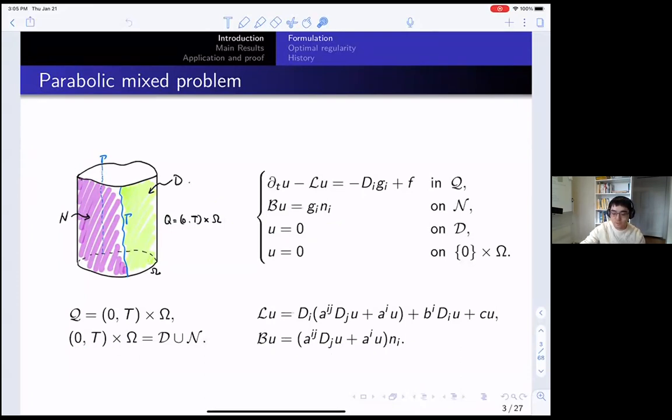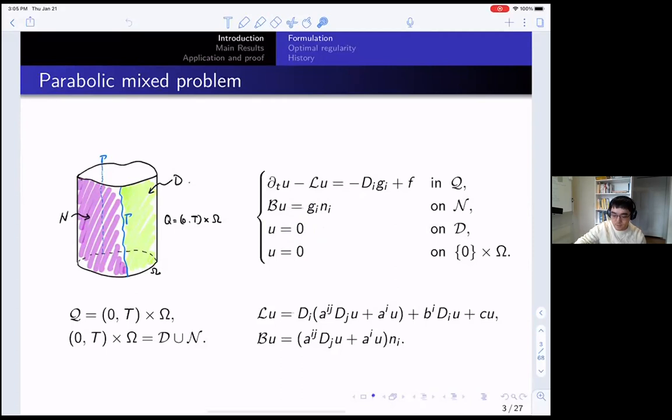And here we call these boundary conditions homogeneous because if we do the change of variable and consider the weak formulation, then there are no boundary terms coming out. Okay, and clearly for the Dirichlet part, it's homogeneous because it's zero. Okay, so this is the problem.